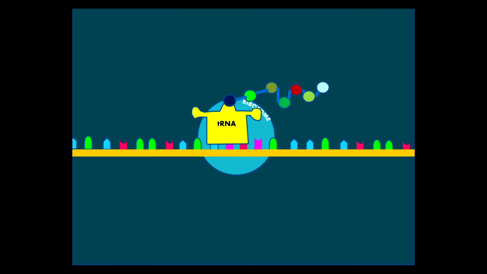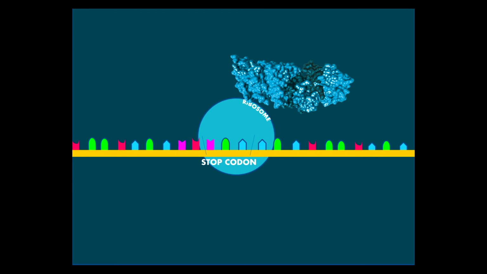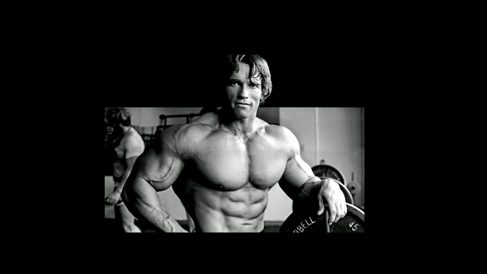At a certain point, a stop codon is reached. This tells the polypeptide chain that it is finished, and a protein is made. And that is how proteins are made. And that is how your body is built.